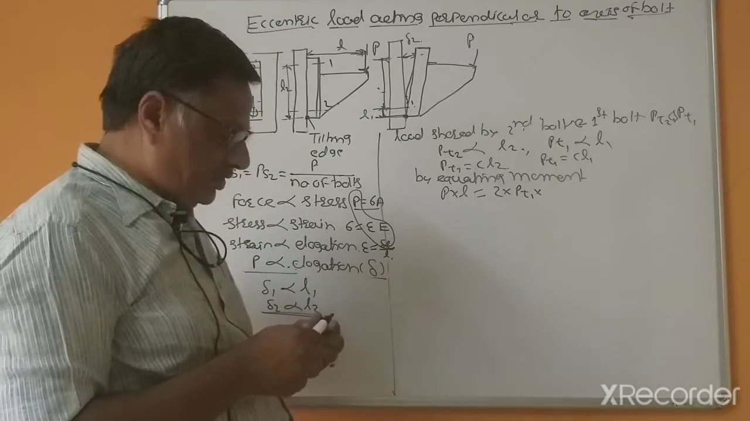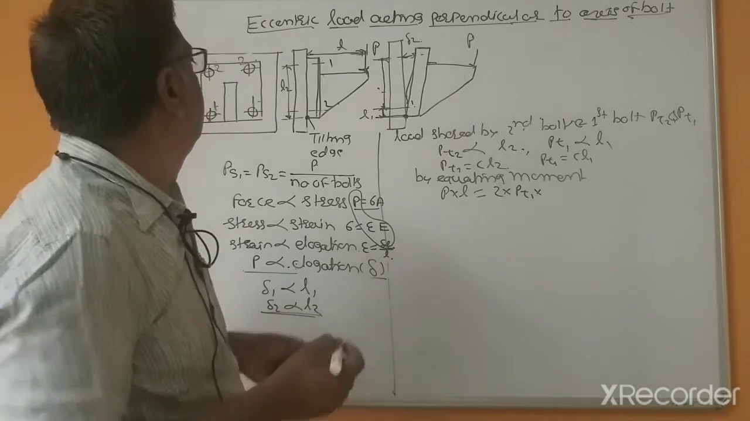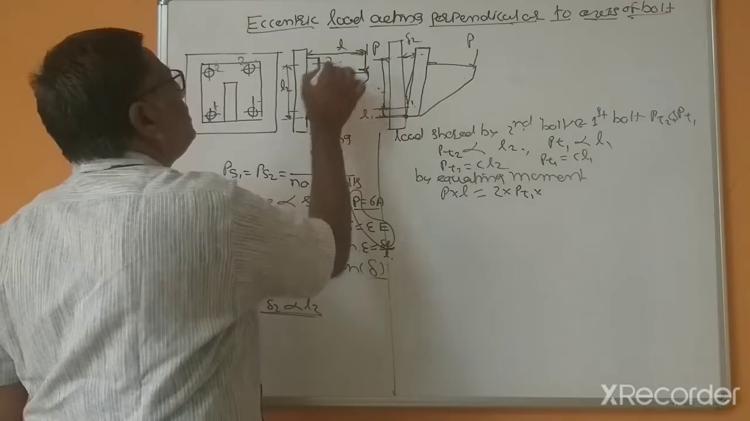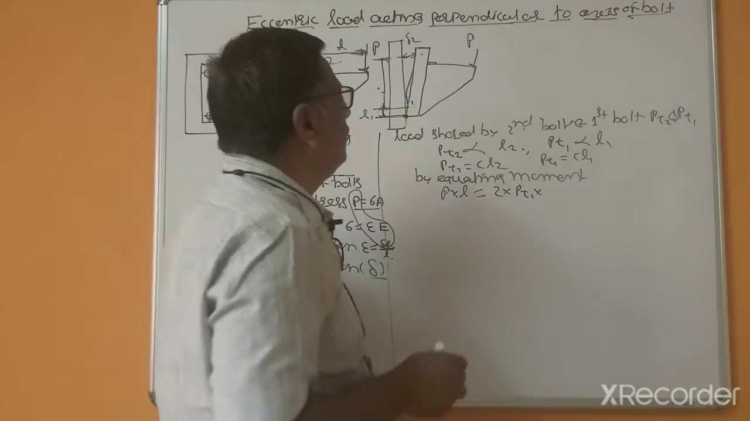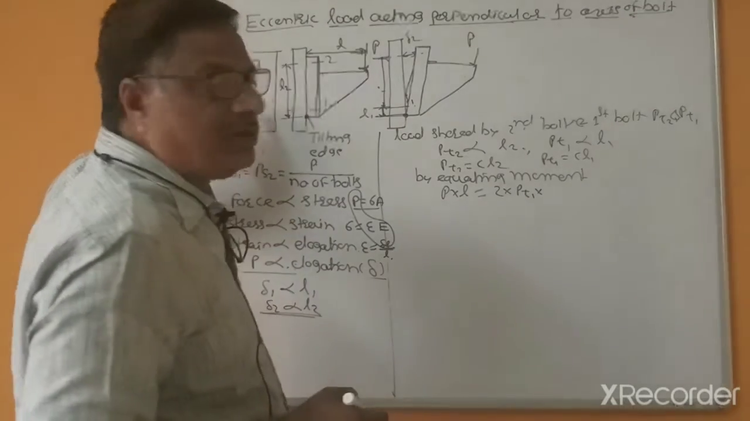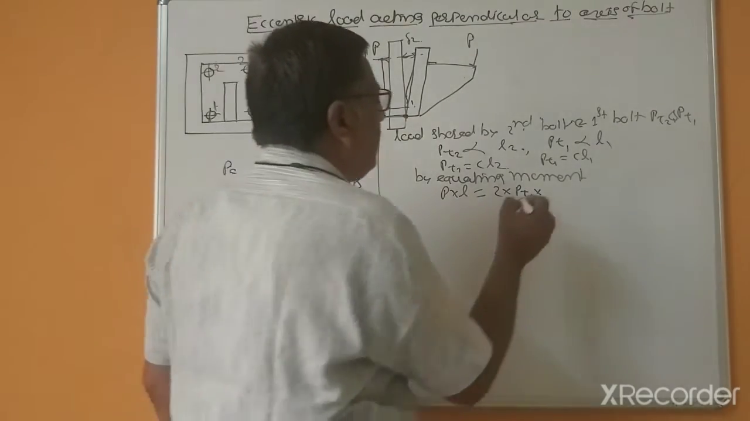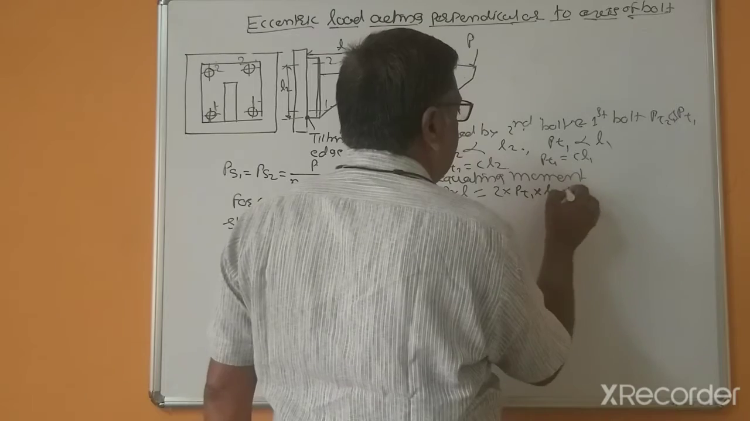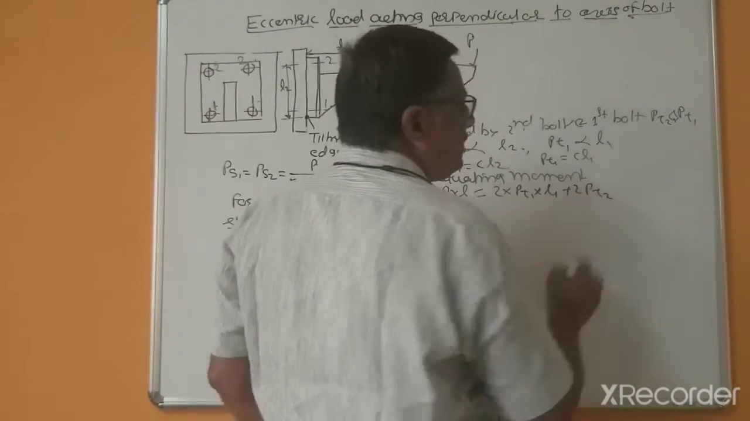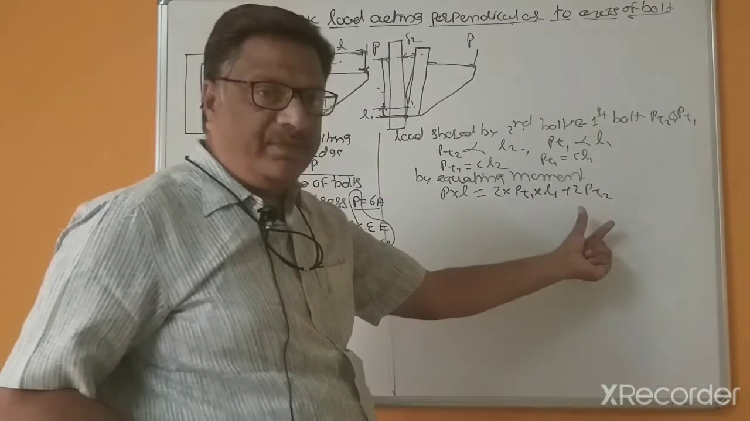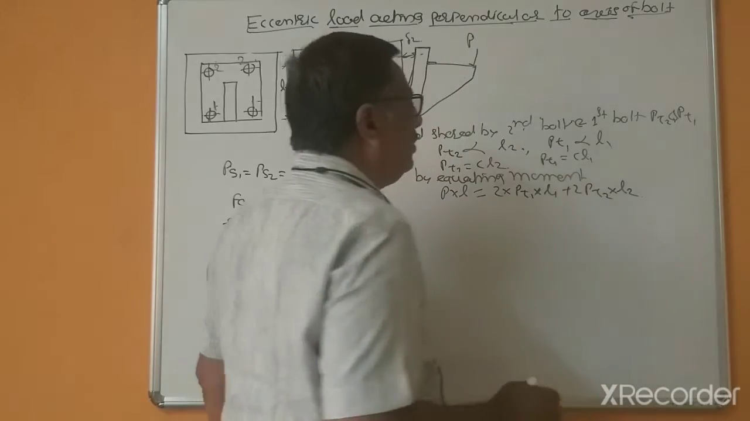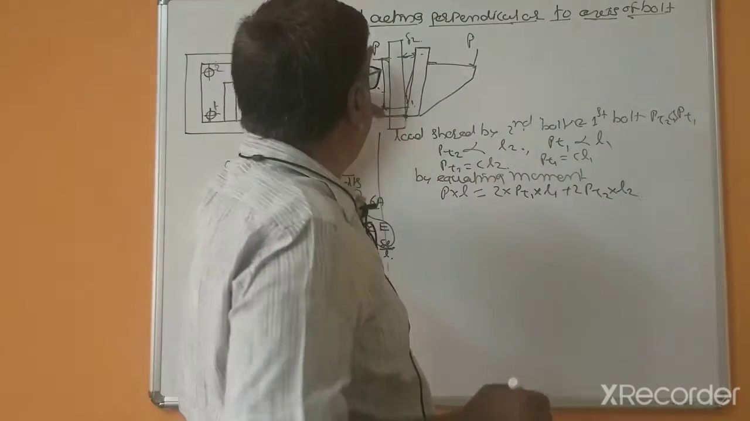Otherwise you may be confused. Yes, this is bolt number 1 and this is, suppose, 2. That's why 2 into PT1, because here there are 2 bolts, and that's why multiplied by L1 plus similarly 2P2, and this is the tensile force acting on the second bolts multiplied by this distance, equal to this distance from L2.